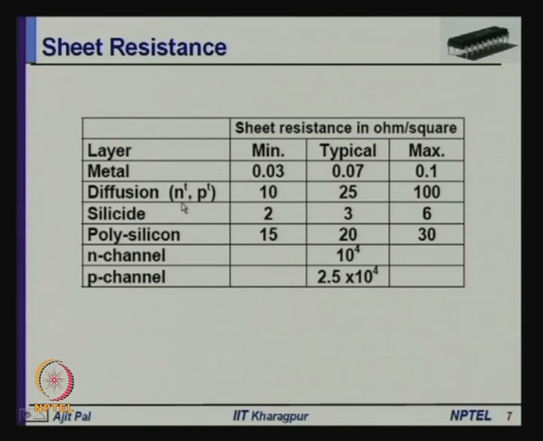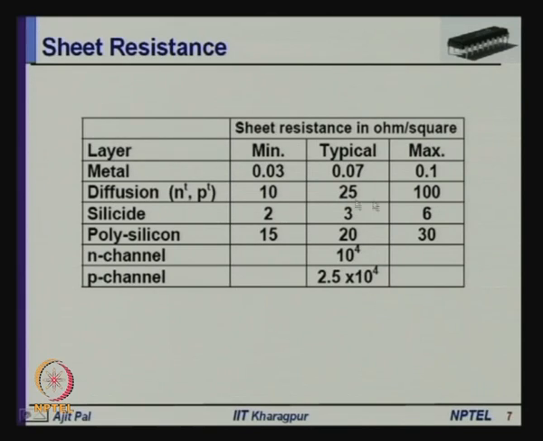Similarly, for diffusion layers, for N type as well as for P type, the sheet resistance is typically 25 ohms per square, minimum is 10 ohms per square and maximum is 100 ohms per square.